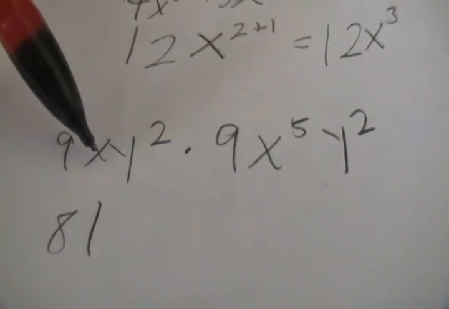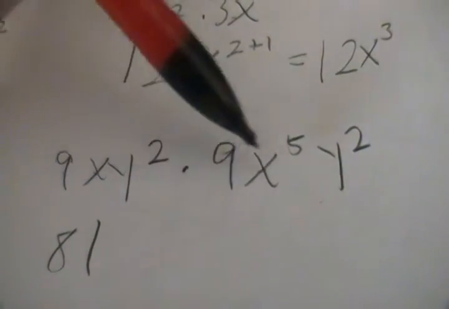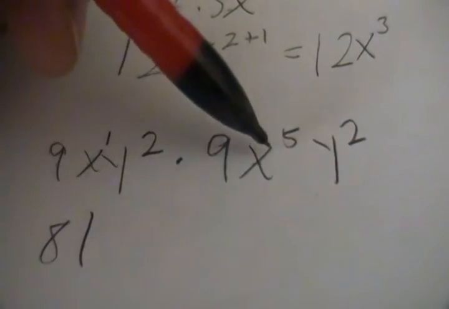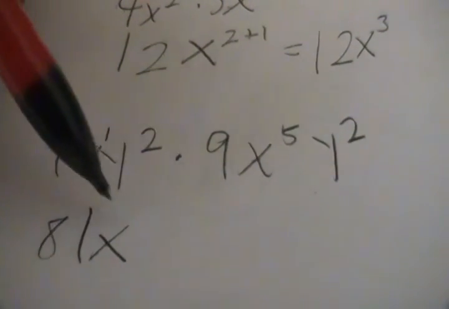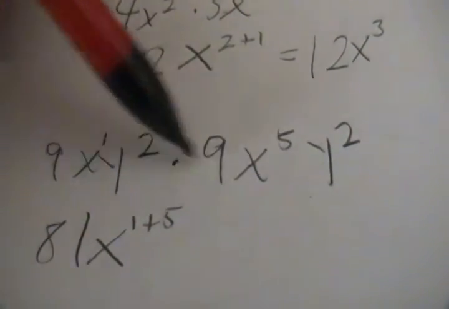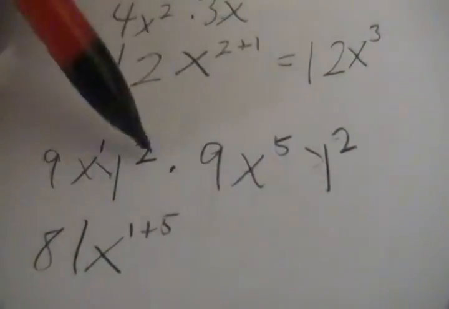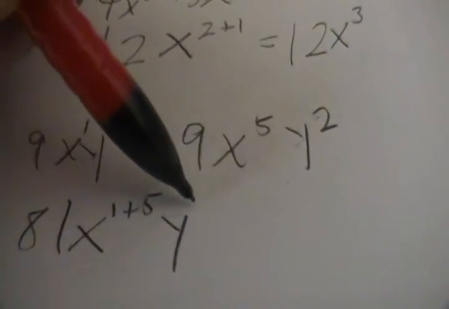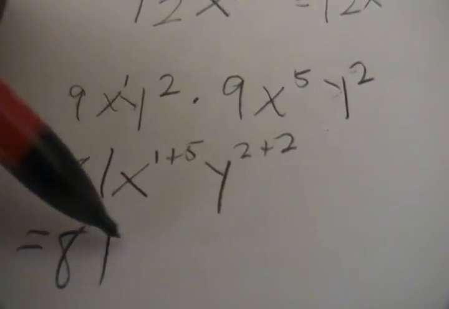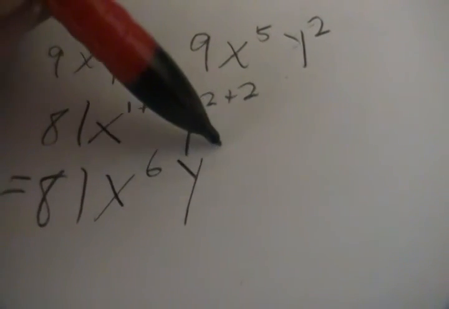Now let's look for like bases. We have an x here, and we have an x here. So these have the same base, so we can multiply these together, the x's. So x is really x to the 1. So x to the 1 times x to the 5 becomes 81x to the 1 plus 5. Then we have y's here, so these y's have a like base, right? So we add the two exponents together. So we get y to the 2 plus 2. So that equals 81x to the 6th power, and then y to the 4th power.